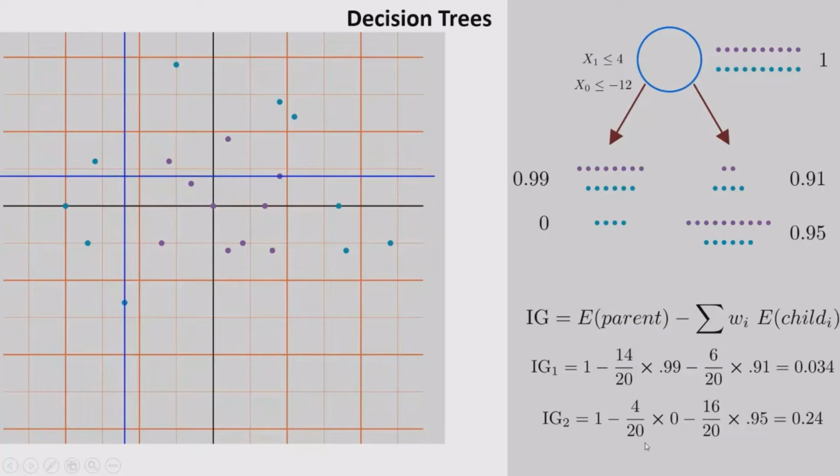Now that we've understood this formula, clearly which case shows a better information gain? IG2, the second case. IG2, the information gain, is higher. Therefore, we will choose this classifier as compared to this classifier.